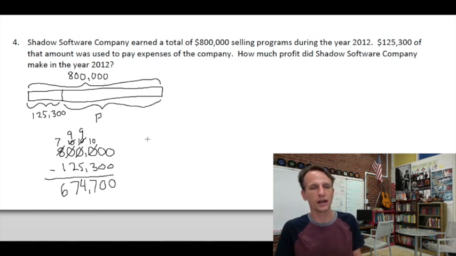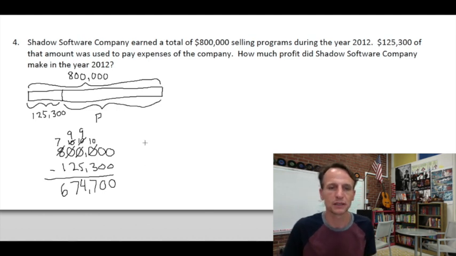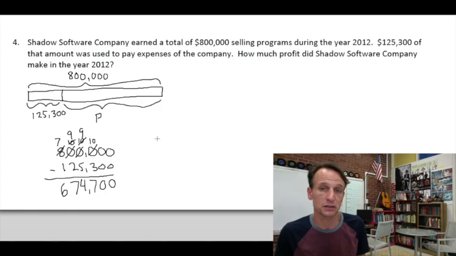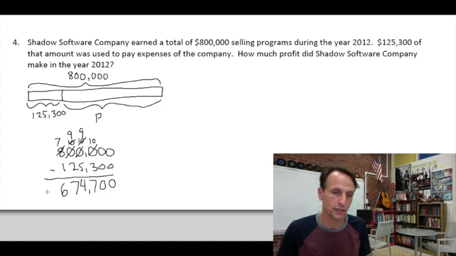All right. Pretty good, huh? All right, so that's a tidy little profit there. Nice job, guys. And that's our profit. P equals that. Now to check it, if we take the two parts, they should add up to the whole. So that's the one we just solved for, $674,700.